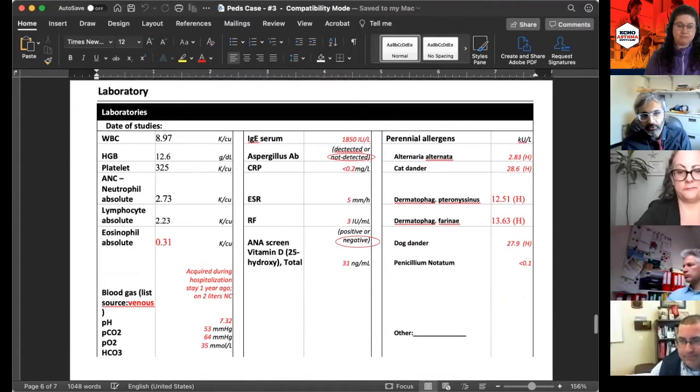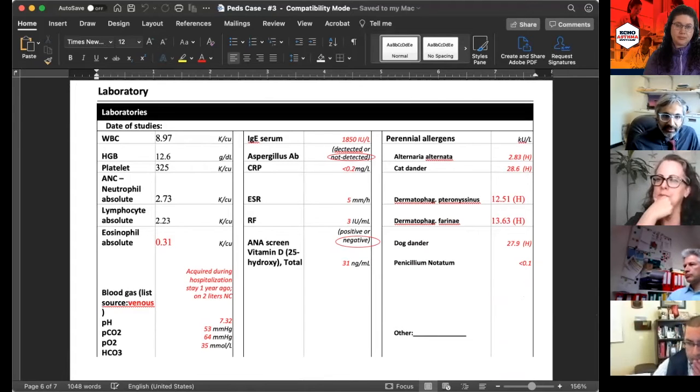In terms of the laboratory results, we're going to focus on the pertinent ones, and that being the eosinophil level, which is elevated. I mentioned to you the 300 cutoff. This one was at 310. She did have a venous blood gas. They got it during her hospitalization just because she needed some extra O2. I don't know exactly if it was fully indicated, but nevertheless, it wasn't too concerning. Her total IgE was 1,850, so quite elevated. She does not have any aspergillus antibodies. Her CRP is negative. Her ESR and rheumatoid factors are not elevated, and her vitamin D level looked okay.